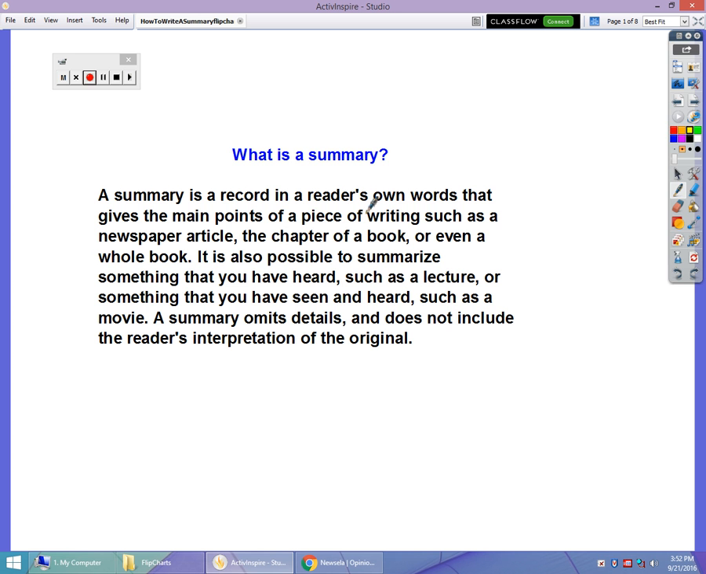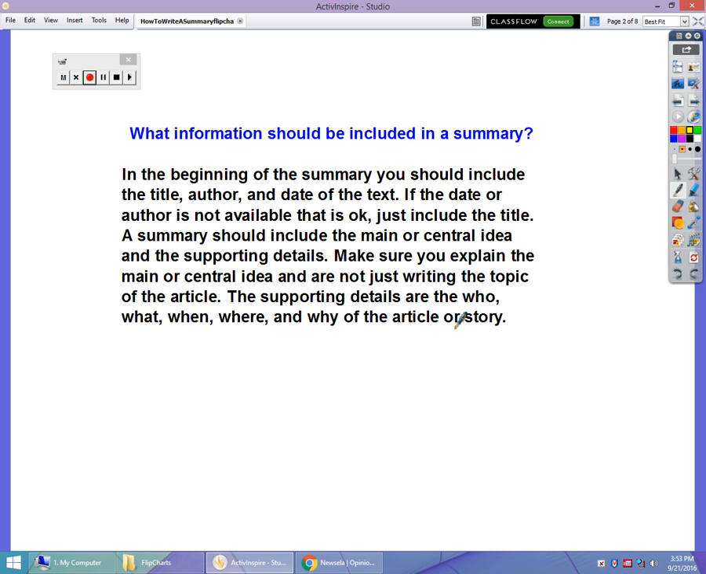So if we look over here on the notes, it says a summary is a record in the reader's own words. That's really the key thing here, that when we're writing summaries, it needs to be in our own words. It needs to give the main points of the piece of writing, which is a newspaper article, chapter, book, even a whole book. We're going to be mainly using newspaper articles. And it also can be used to summarize something that you've heard or maybe something that you've learned in class, a different topic. So we're going to move on to talking about what information should be included.